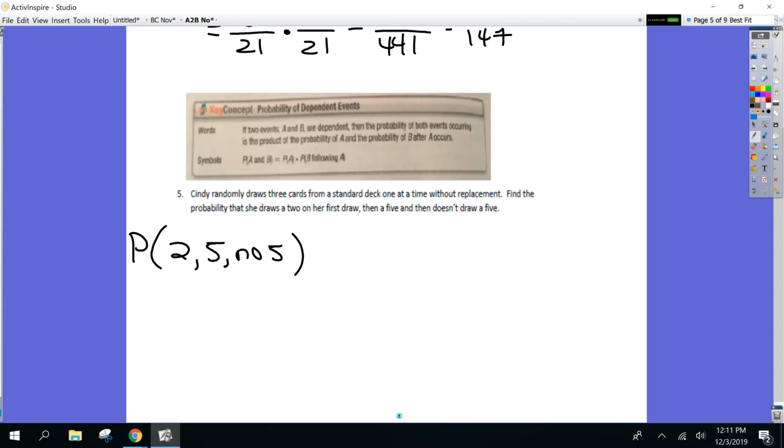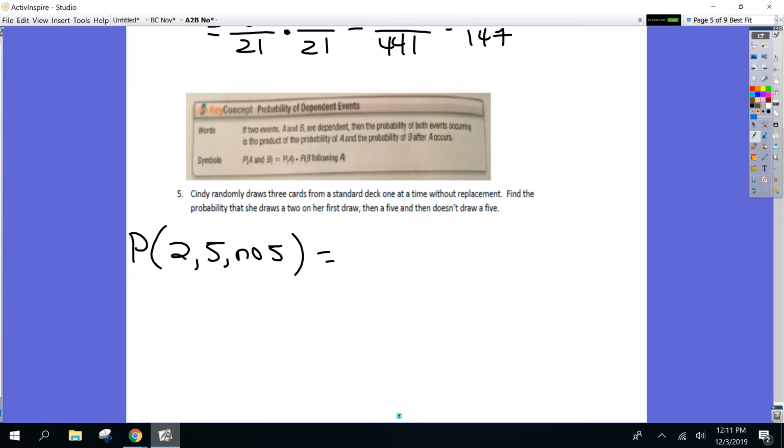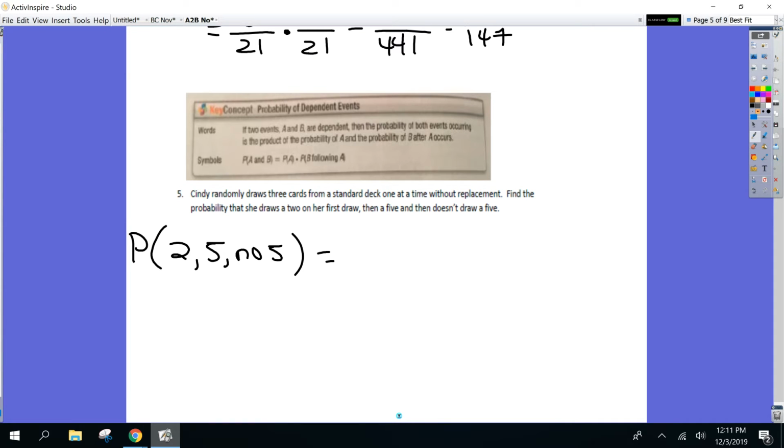Ready? Okay. First one, pick a 2 out of a deck of cards. Again, if you don't know the makeup, I'll help you out. Remember how many 2s are in the deck? 4. How many total? 52. So 4 out of 52 chance I pick the 2.